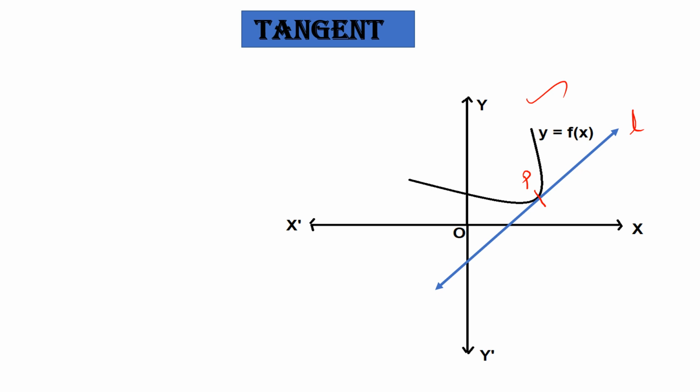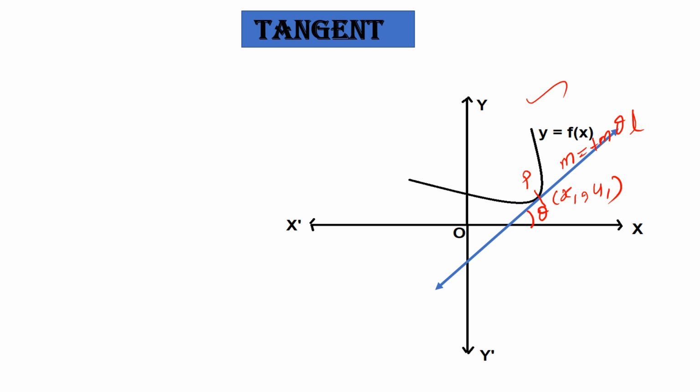Assume that the coordinates of the point P are x1, y1, and the line L makes an angle theta with the positive direction of x-axis. As per the definition, the slope of a line is the tangent of the angle made by the line with the positive direction of x-axis. Therefore, M is the slope of the line L.